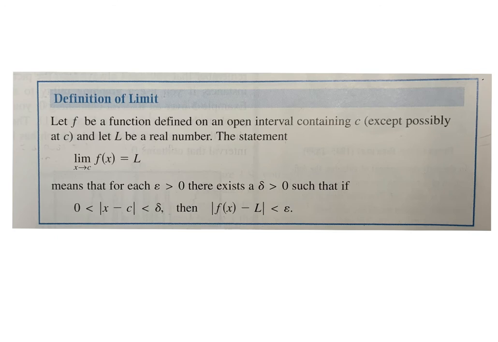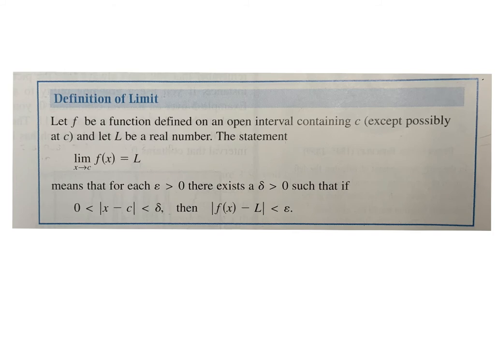Okay? Lots of words. Let f be a function defined on an open interval containing c. All they're saying is the x value that you're getting towards has to be in the interval that you're looking at. Well, obviously, okay? Except possibly at c. You don't necessarily have to be defined at c. You could have a hole in your graph. That is okay. And let L, that is the limit, be a real number. All right? That's all they've put the parameters on here. First of all, it has to be defined on the interval, not necessarily at c. You could have a hole there. That's okay. And your limit has to be a real number. We're not talking imaginary world here at this point.